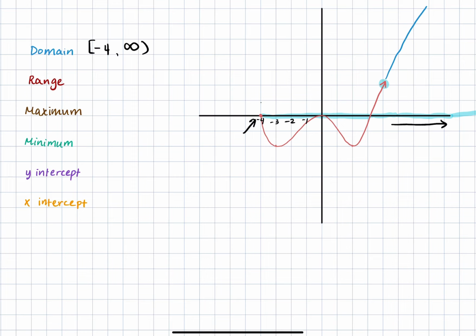And we use parentheses whenever we have the number infinity because it's not a real number. And we don't really own infinity. It's not a point. Okay, so what about the range?